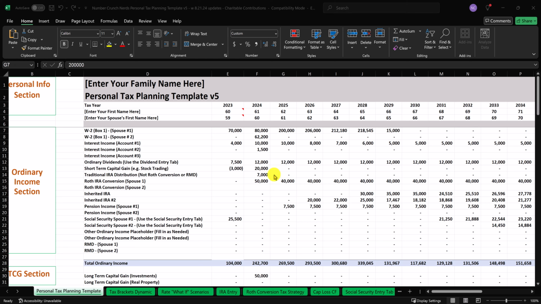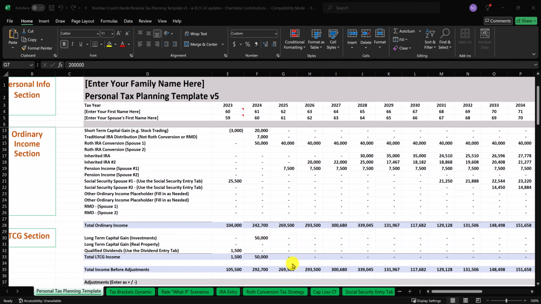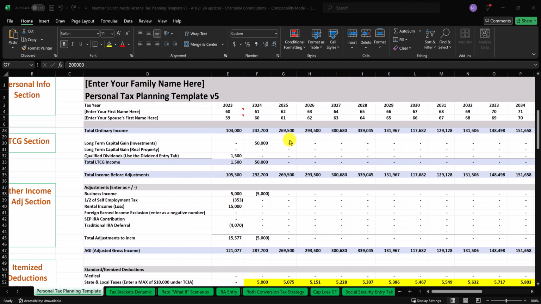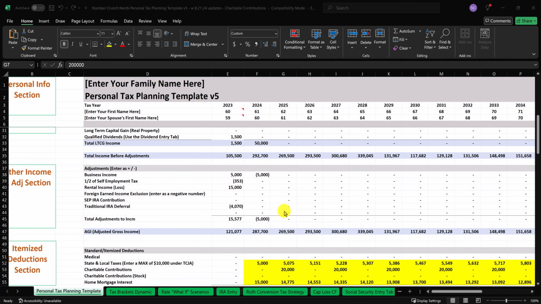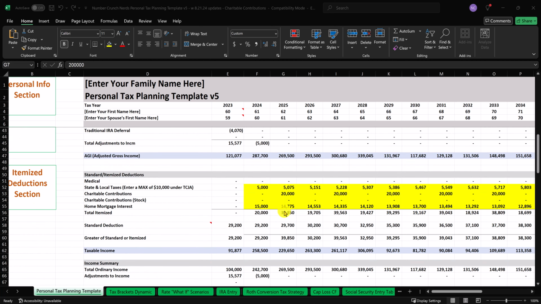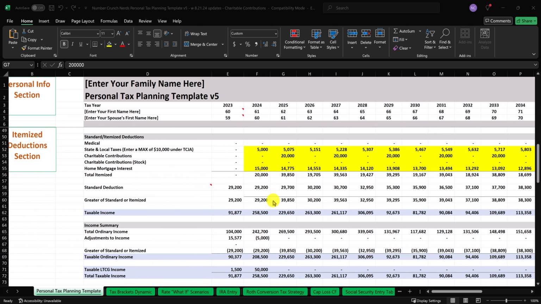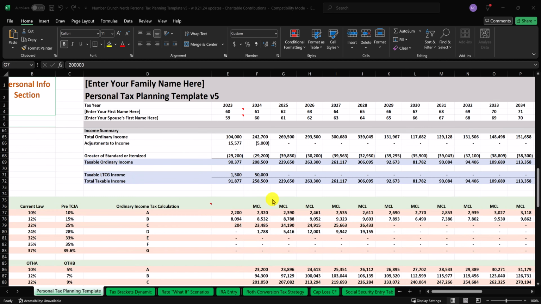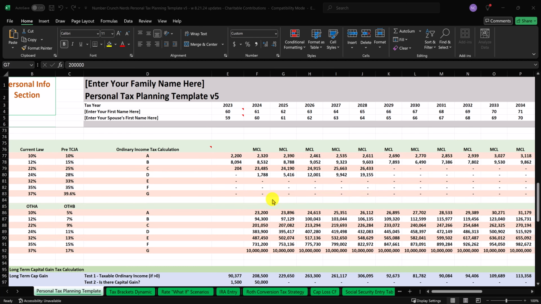So right now, as things stand within the template for 2025, including a $40,000 Roth IRA conversion, we have $269,500 of ordinary income. Then we'll scroll down here. Right now, we don't have anything populated for capital gain. We don't have anything populated for Schedule 1 adjustments, but that can always be adjusted later based on our facts and circumstances. And we have $39,850 in itemized deductions.